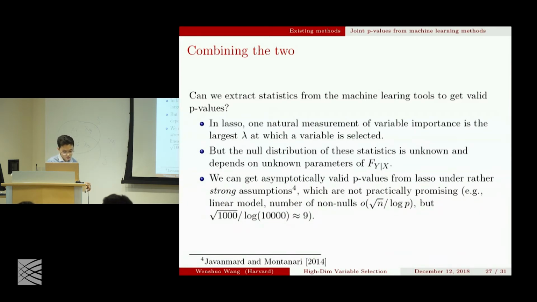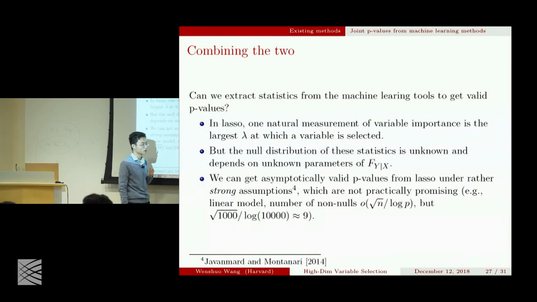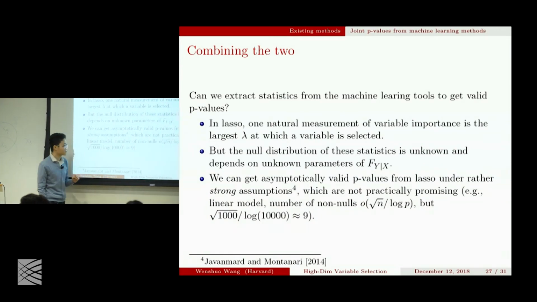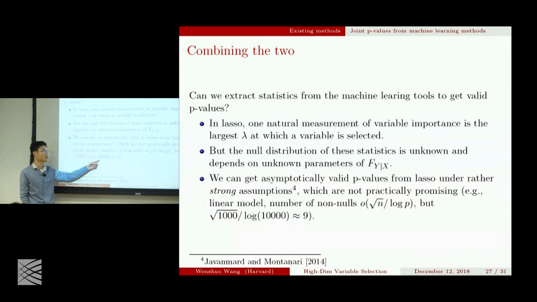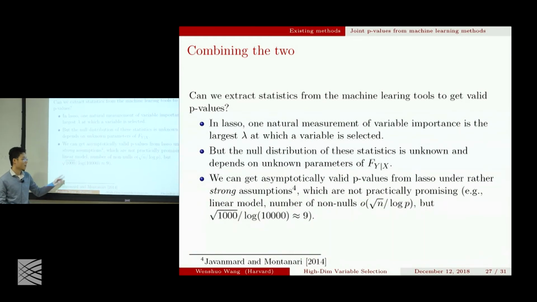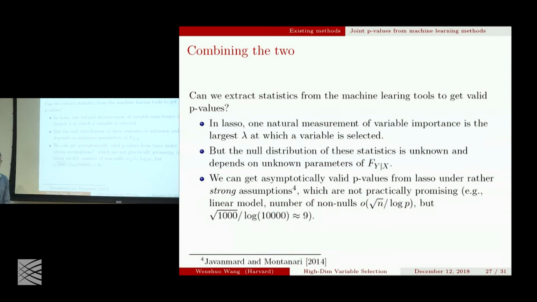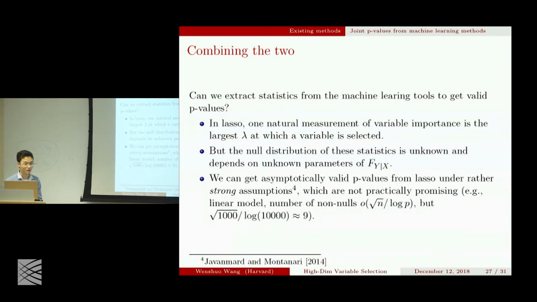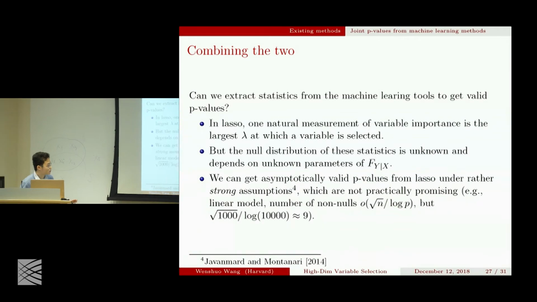However, we can translate them into p-values asymptotically, but we need very strong assumptions. And in practice, we cannot have them because, for example, one assumption would be that I have a linear model and the number of non-nulls, which means the number of true influential parameters, is of the order square root of n over log p. But, for example, if n is 1,000 and p is 10,000, then I'm going to have roughly 9 non-null variables, which is, of course, not something you can assume in practice. So these are not promising practically.